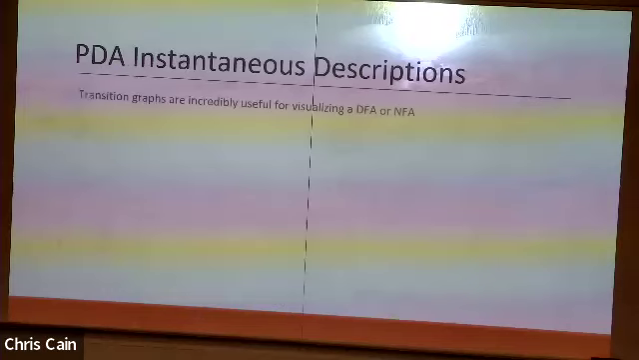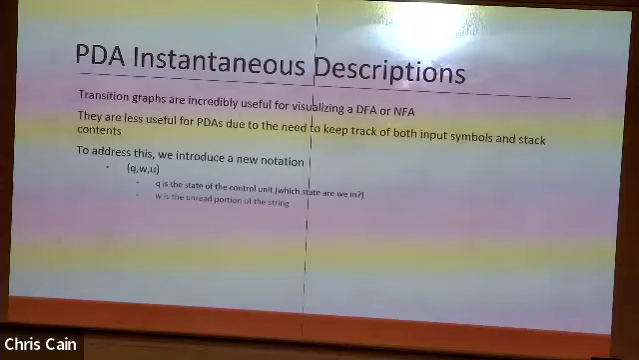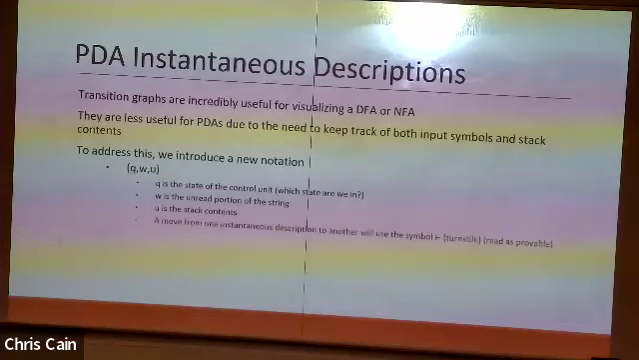Then we talked about instantaneous descriptions. We talked about this turnstile character. And we have this triple Q, W, U, where the first element is the state of the control unit. So which state are we in? What is the current content of the stack? That is the U portion. The W is the unread portion of the string, the entirety of what we haven't parsed yet.